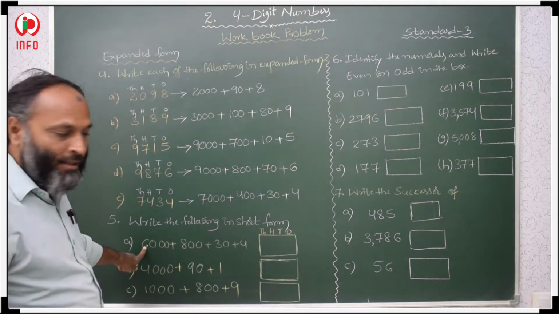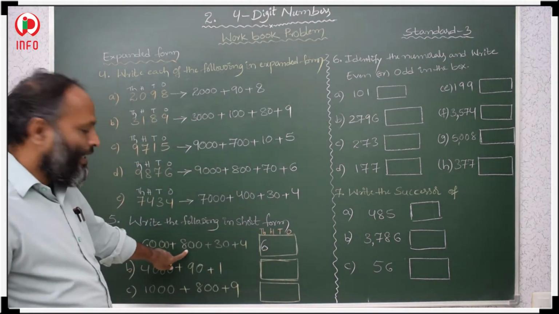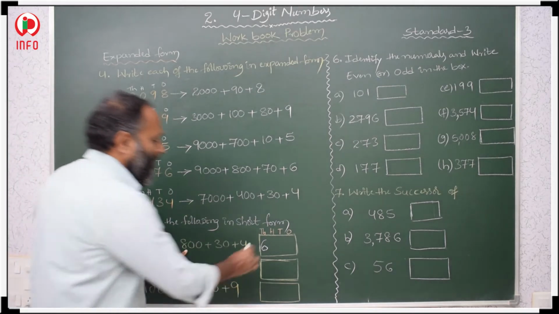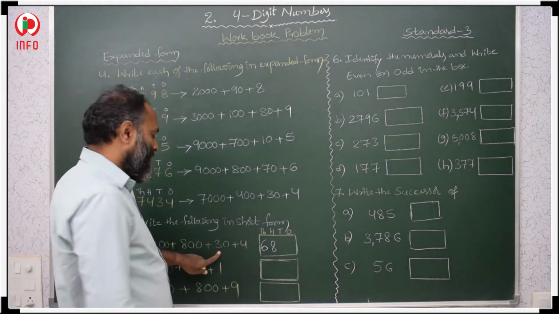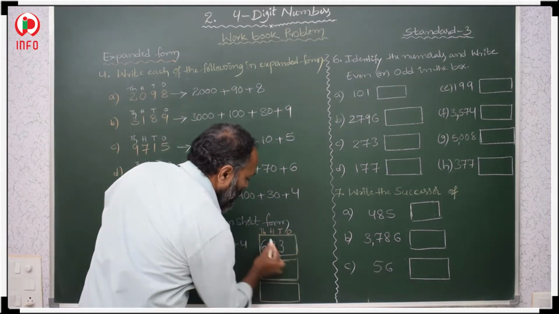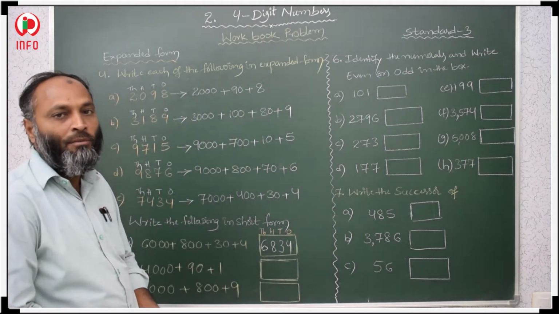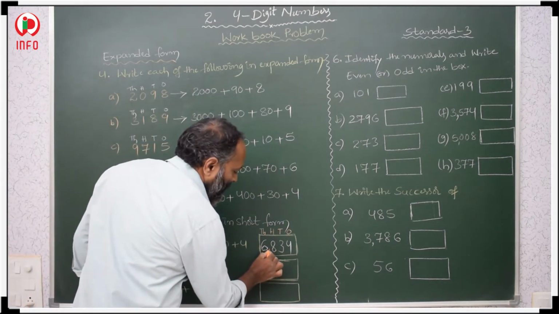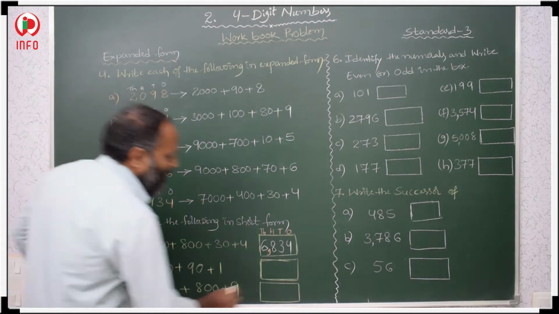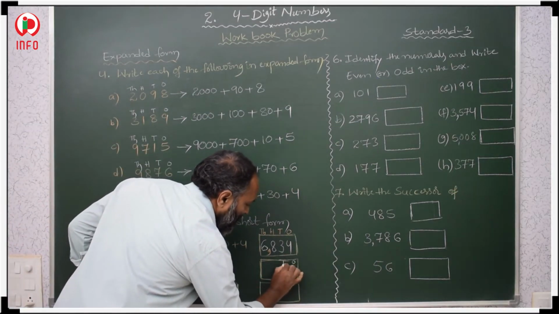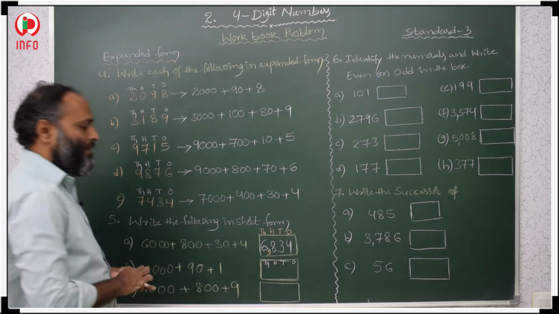6000. 6 is in thousands place. 800. In hundreds place 8. And 30 means 3 tens. In tens place 3 and ones place 4. Like this we have to write in short form. Then you keep a comma after thousands place. Now here ones place, tens place, hundreds place, thousands place.